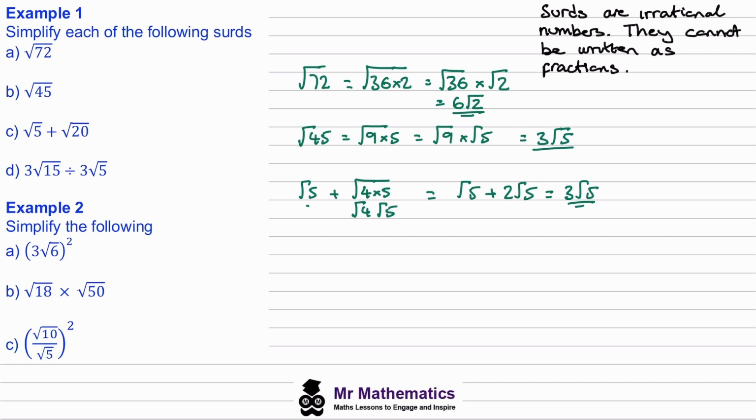Okay? And then for part D, I'm going to write this division as a fraction. So we've got 3 root 15 divided by 3 root 5. Now you can see we can simplify this fraction. We can cancel out the 3's. Then we can divide the numerator and denominator by a common factor, which is root 5.